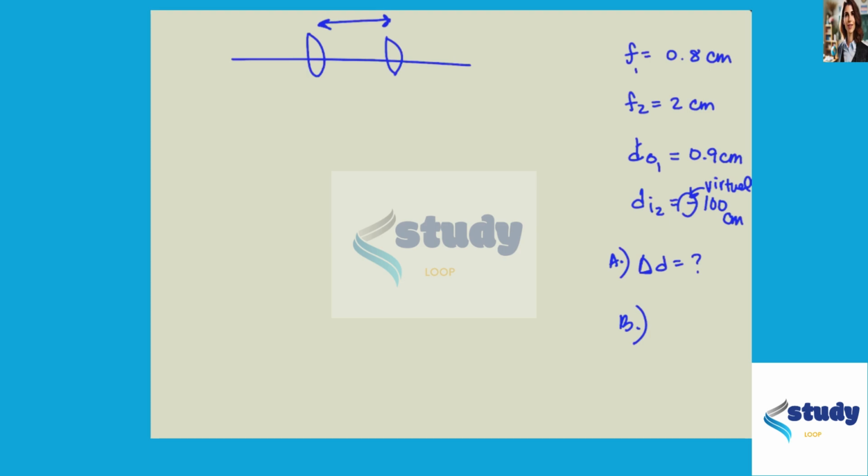In order to figure out that distance, we need to know what the image distance is for the first lens and what the object distance is for the second lens. So we want to solve for DI1 and DO2. We can solve for DI1 first. The order doesn't really matter. You can use the thin lens equation, which is 1 over dO plus 1 over di equals 1 over f. We can solve for di by doing 1 over di equals 1 over f minus 1 over dO. And then we can invert the left side and then invert the entire right side.